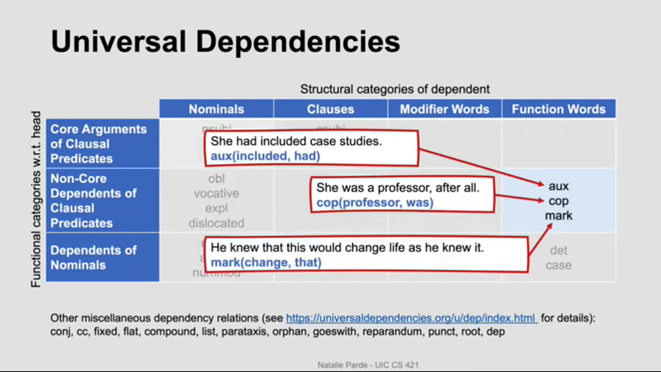Moving to the rightmost category, function words also don't act as core arguments of clausal predicates, but they can act as non-core dependents of clausal predicates. Auxiliaries express things like tense, mood, aspect, or voice, so things like has eaten, had eaten, etc. Copulas link subjects to nonverbal predicates, so they're generally to be verbs. And markers just mark clauses as subordinate to other clauses.